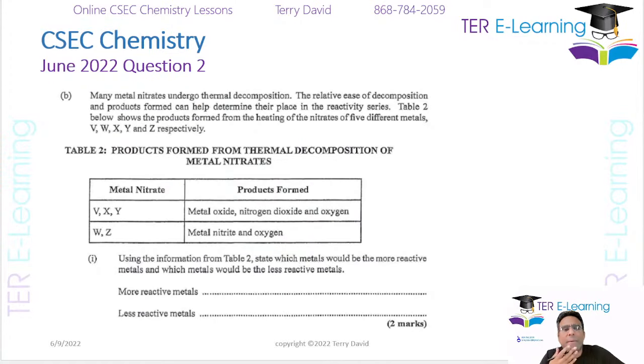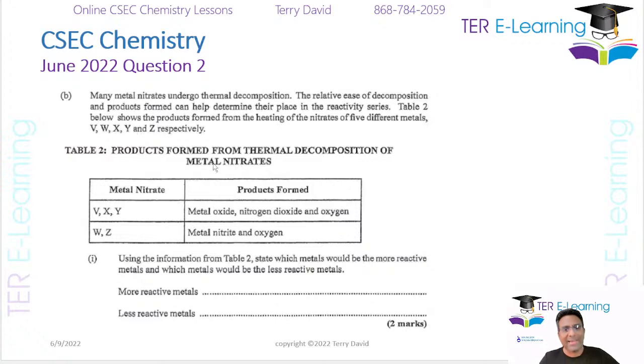Now, many metal nitrates undergo thermal decomposition. The relative ease of the thermal decomposition can help determine their place in the reactivity series. With my class, I covered this with them. We looked at the reactivity series. We looked at the action of heat on nitrates, carbonates, and hydroxides. That's what we need to know for the syllabus. And they have different reactions depending on the position in the reactivity series.